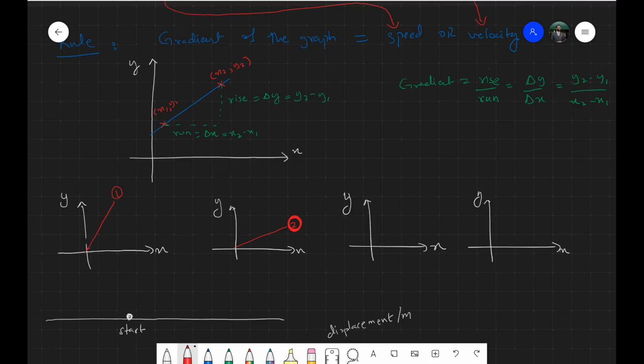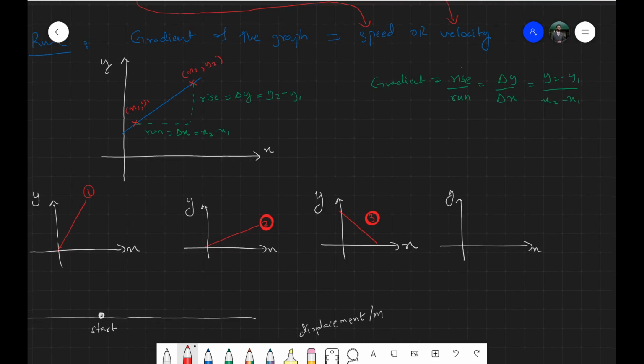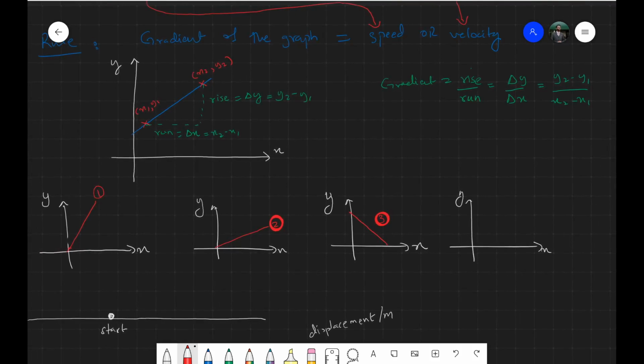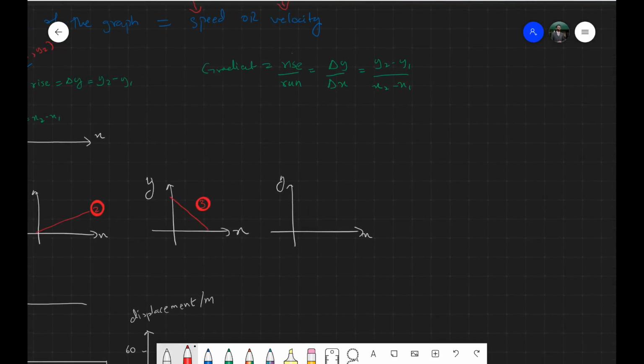What about this one? Line 3. Well, this line also has a constant gradient, but this time the gradient is negative. When you find out the gradient using the formula written above, y2 minus y1 over x2 minus x1, what you're going to find is that you get a negative value. So that means this has a negative gradient. There could be other examples as well, so let's look at them as well.